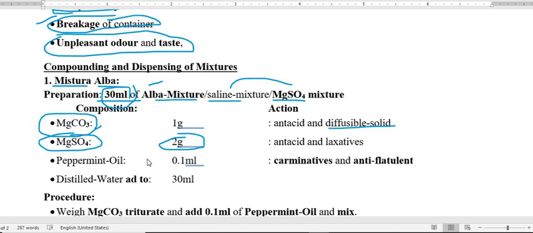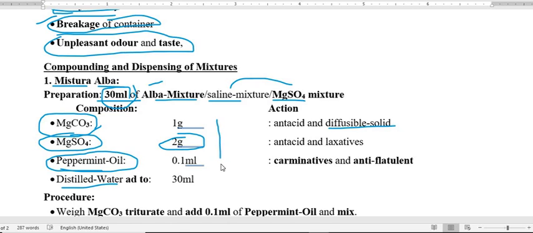After that, we are using peppermint oil because peppermint oil is used as an anti-flatulent, and it also gives a good flavor to the mixture, so it looks good while taking it. So this is very, very important. And last, we make up the 30 ml volume by adding distilled water. So there are three components in this.